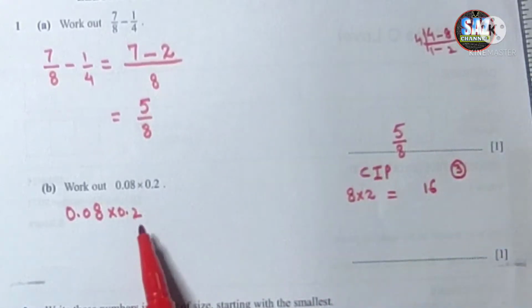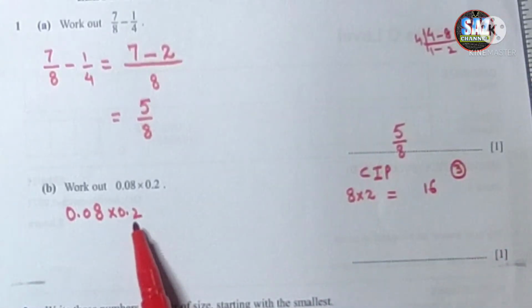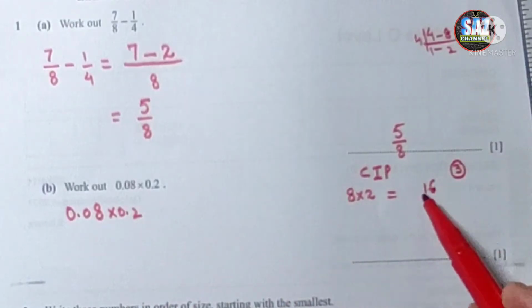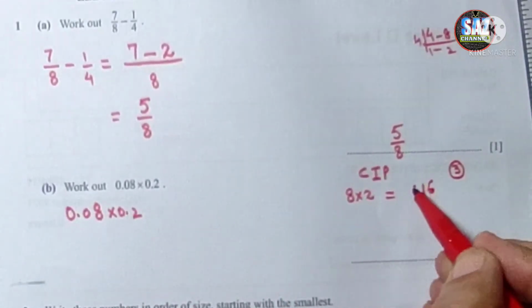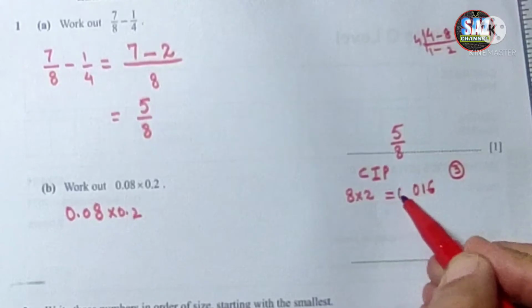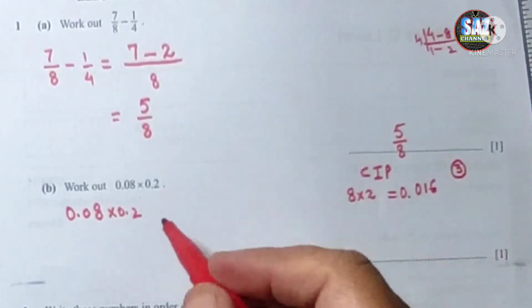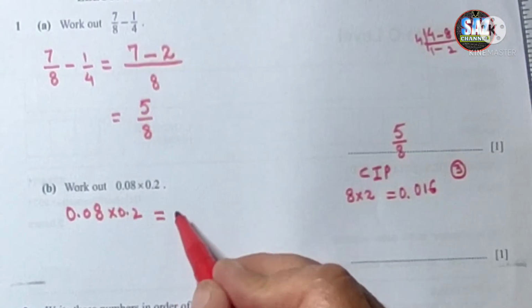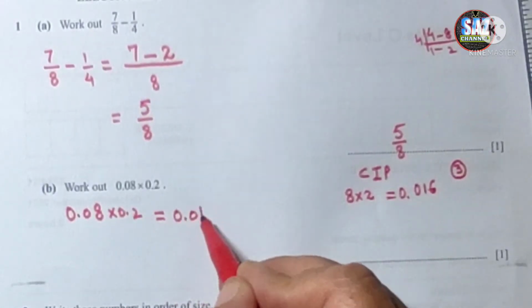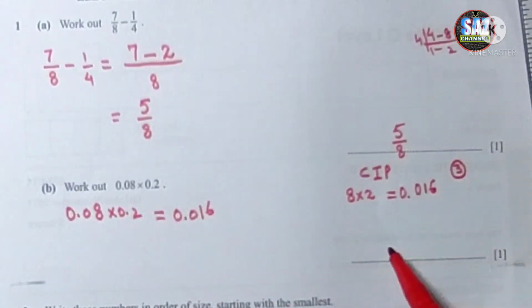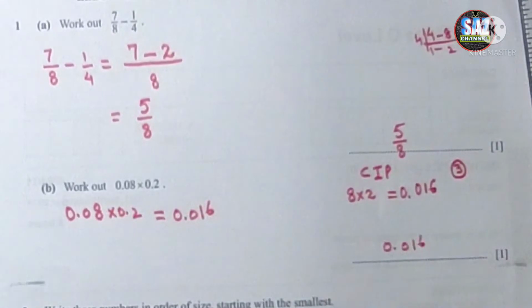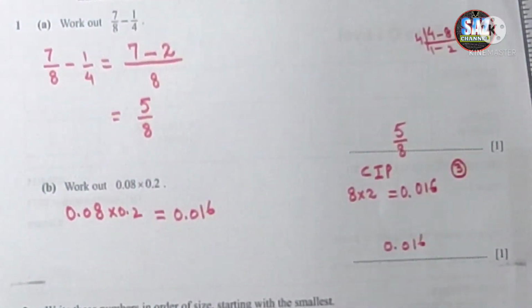Now, the question is having how many digits after the decimal? 1, 2 and 3. But the answer is having only 2 digits. So how to fill the third digit? That will be replaced by 0, and 0.016. So this will become 0.016. We have to provide all necessary working on the answer space, not in our mind. 0.016. Okay, moving to the next question.